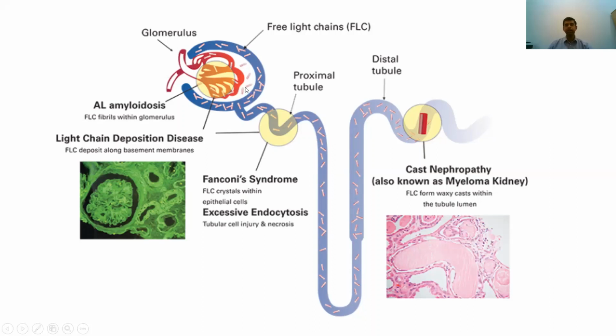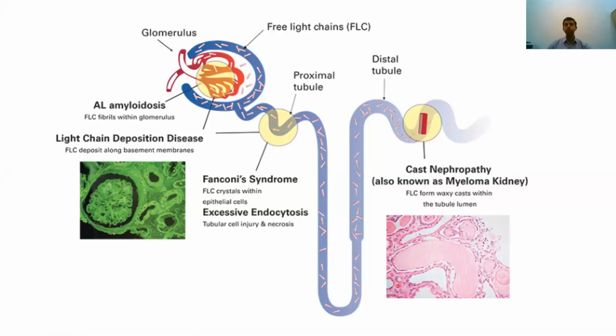Further down, if these light chains go through the filter of the glomerulus, they can affect the tubules, and you can damage the proximal tubule. Then they will develop a syndrome like Fanconi's syndrome, where they start losing sodium, potassium, calcium, magnesium. So you get a Fanconi syndrome if it affects the proximal tubule. If it goes further down into the distal tubule, these light chains can form casts and block the tubules. There what you get is called cast nephropathy, and some people call this myeloma kidney.